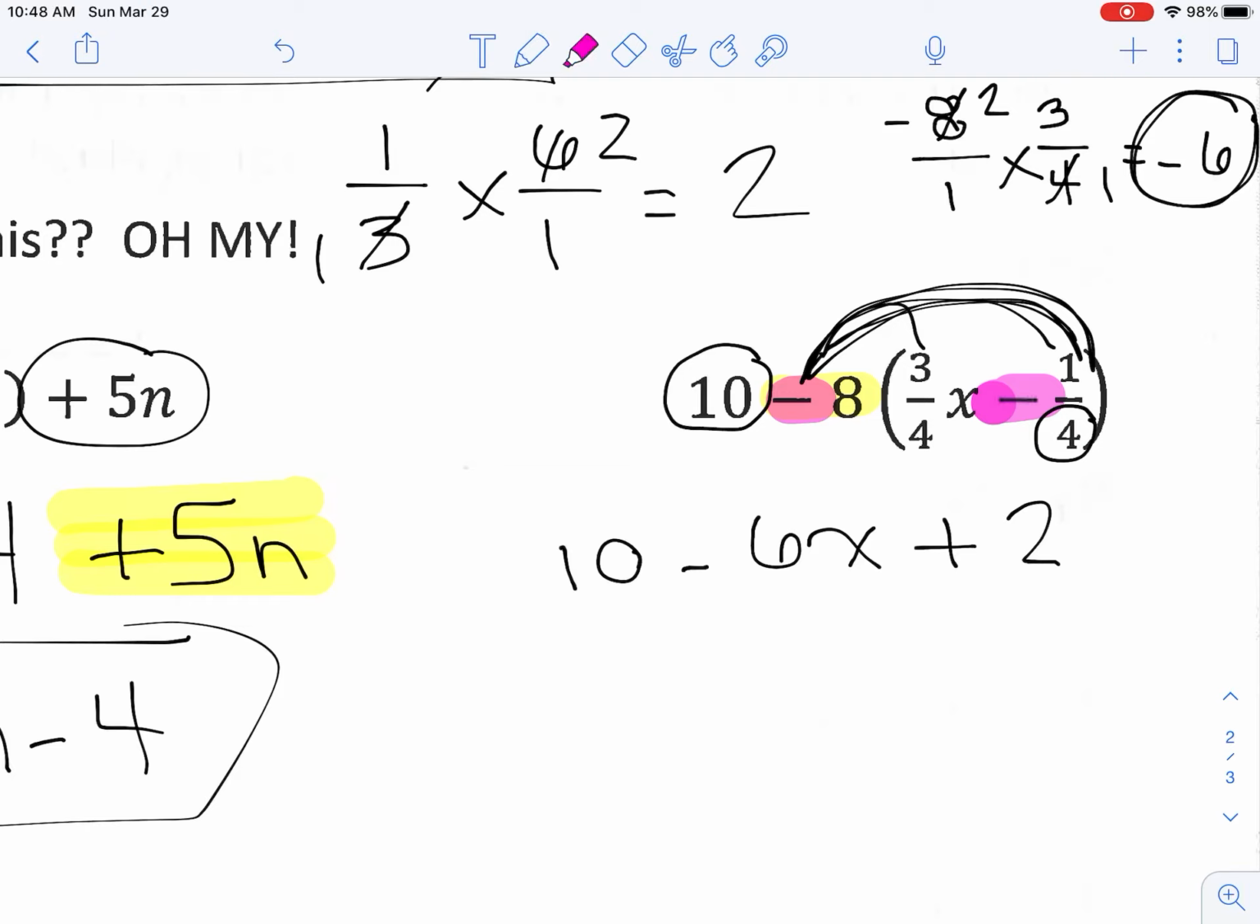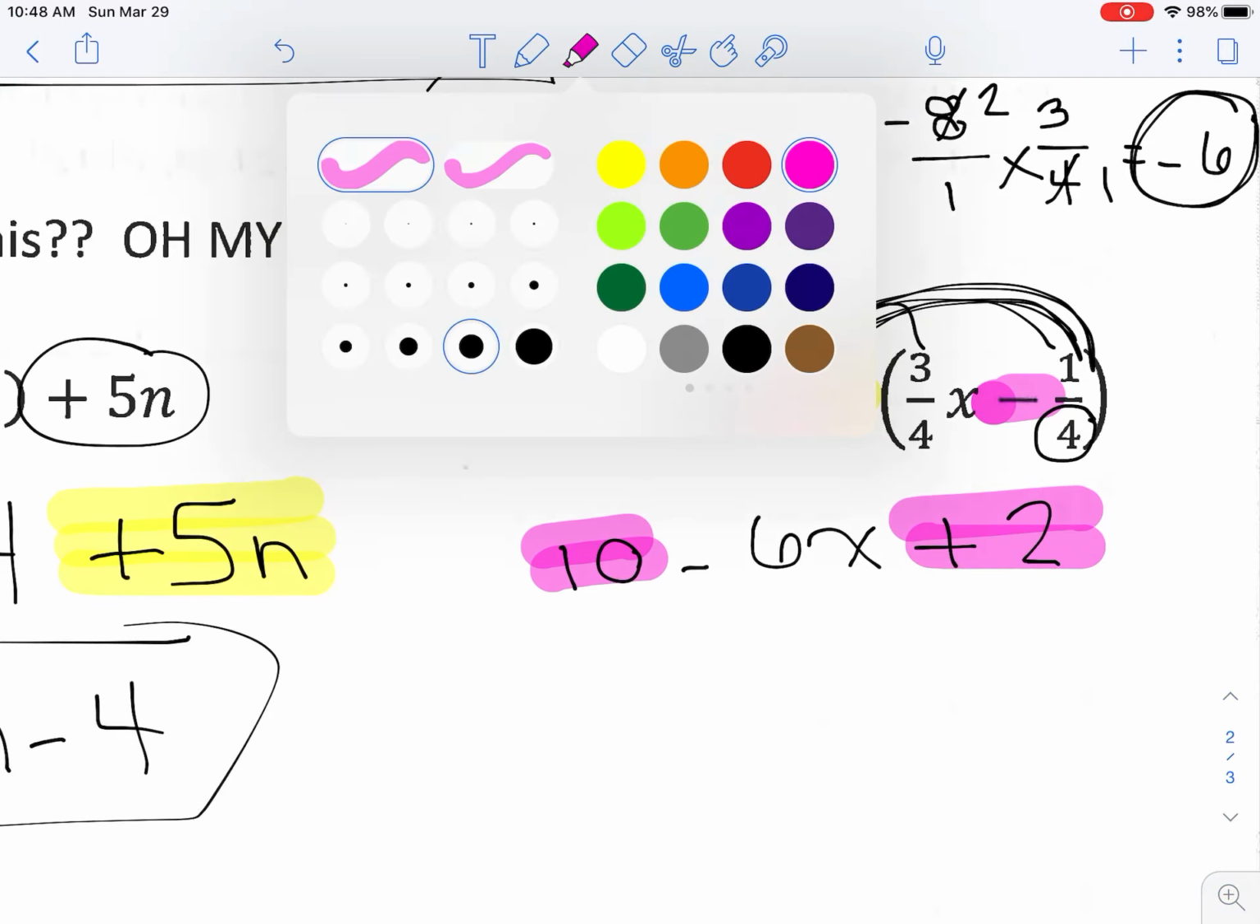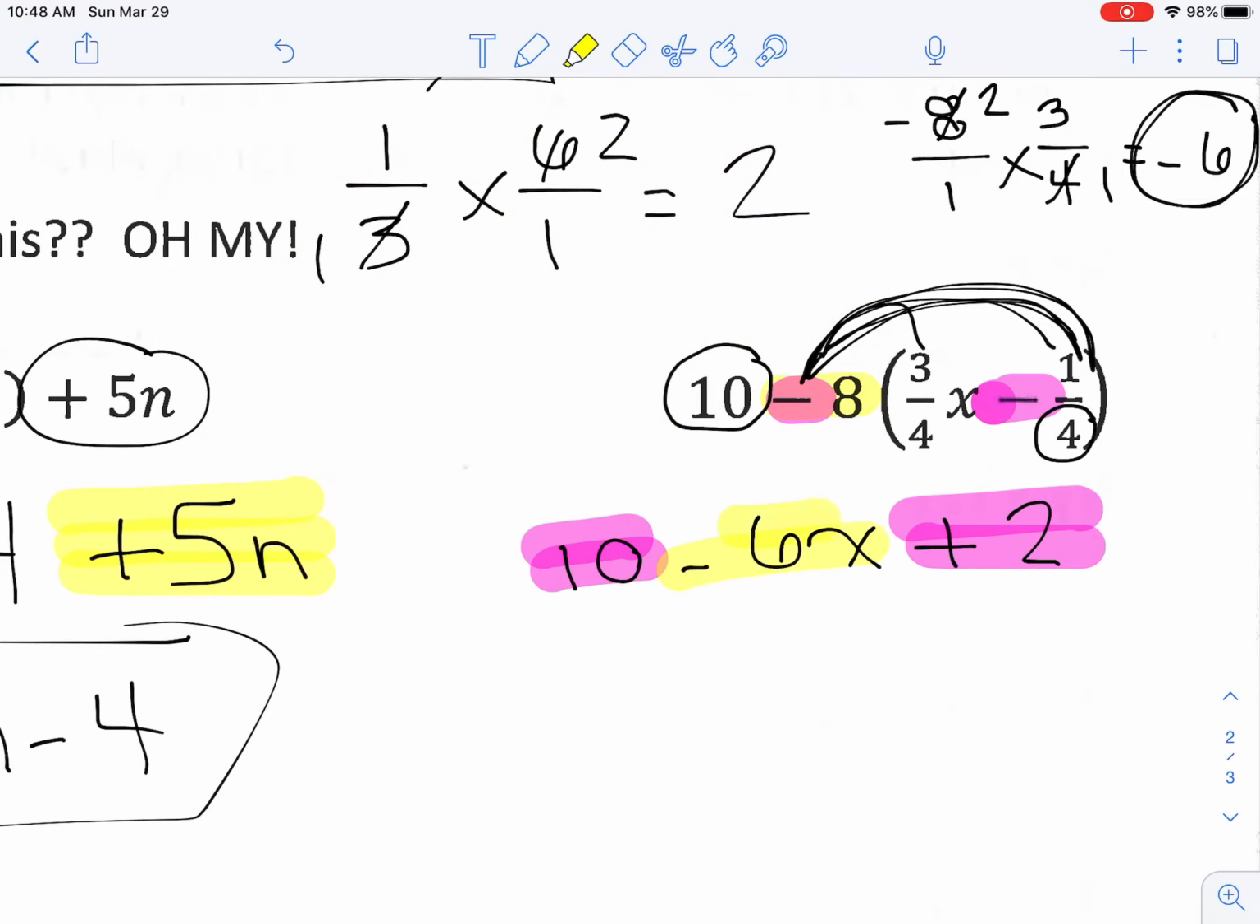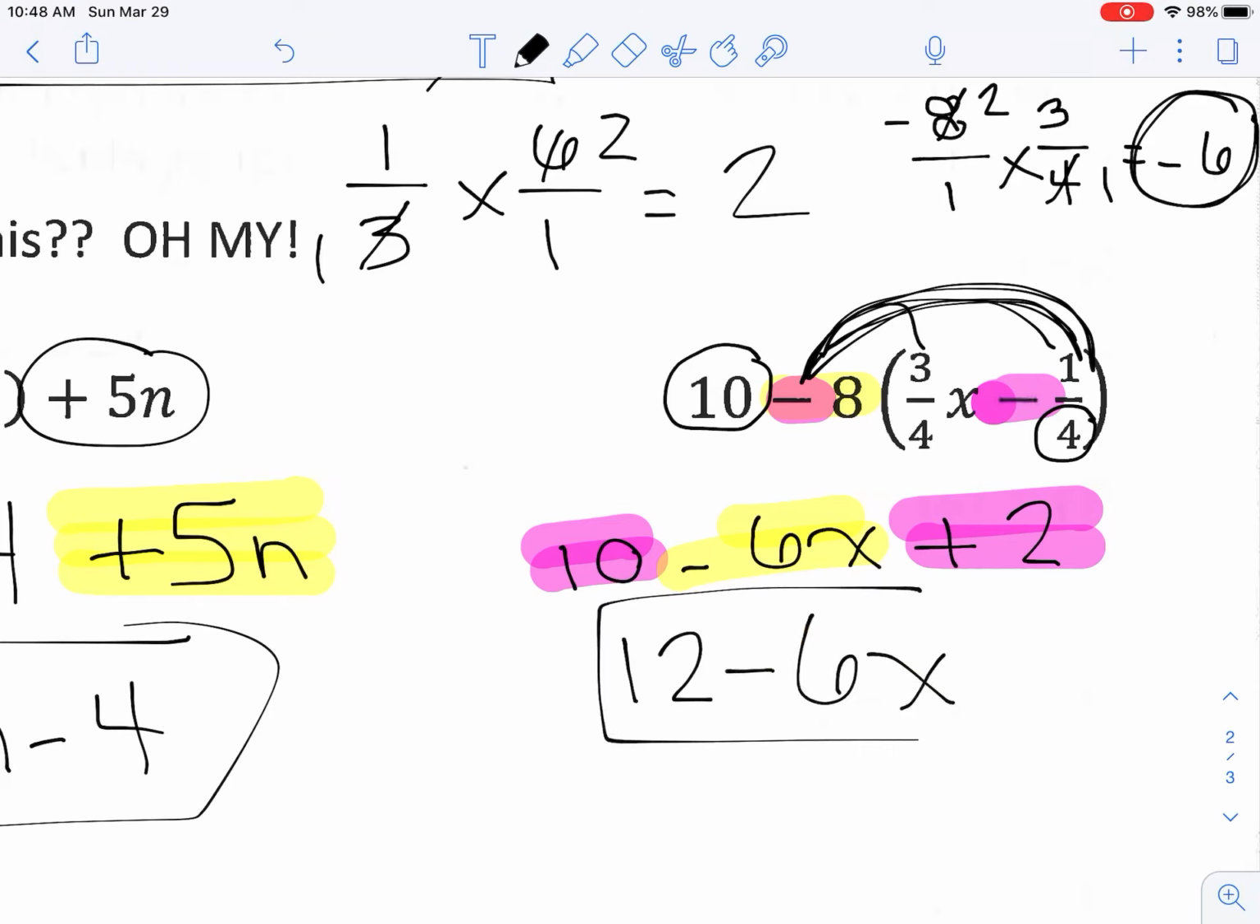Now we need to combine our like terms. I've got a 10. Oops. I've got a 10 and a positive 2. And that minus is attached to the 6x. So I'm going to add 10 plus 2. So that's 12. And there's nothing to combine the negative 6x with, so that's going to stay minus 6x.